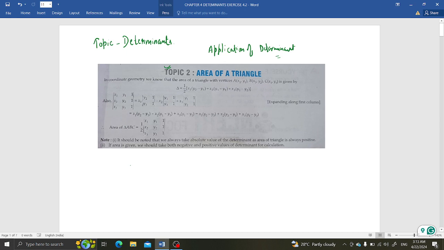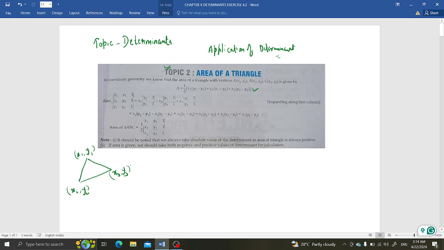If we have 3 points, we already know that a triangle is formed by the 3 points. Suppose in two dimensions we have x1 comma y1, x2 comma y2, and x3 comma y3. Then we can easily find the area of this triangle. Recall that in 11th class we have a formula: 1 upon 2 times x1 (y2 minus y3) plus x2 (y3 minus y1) plus x3 (y1 minus y2).